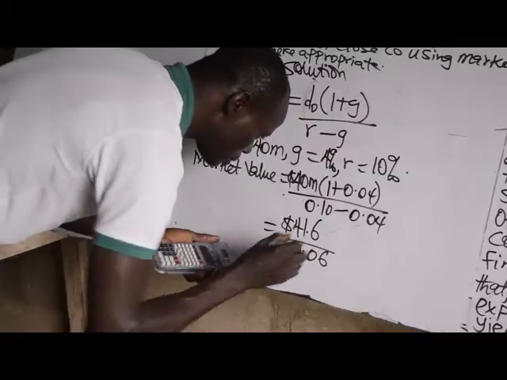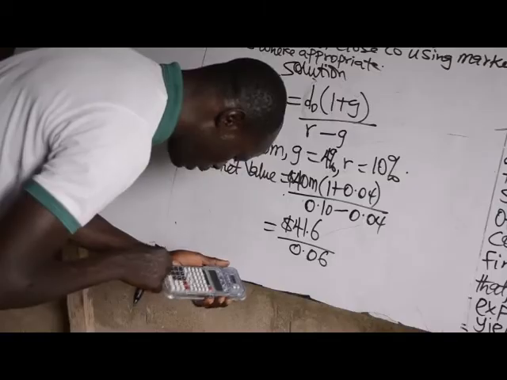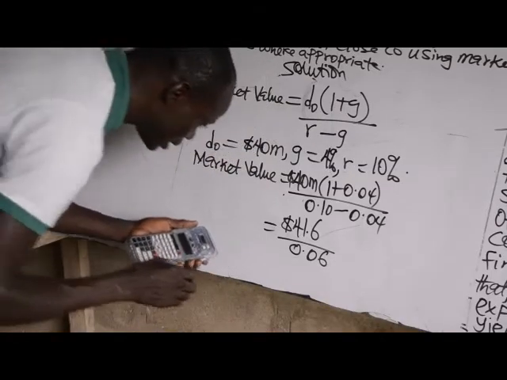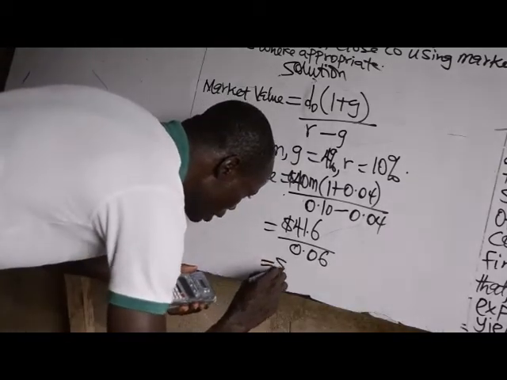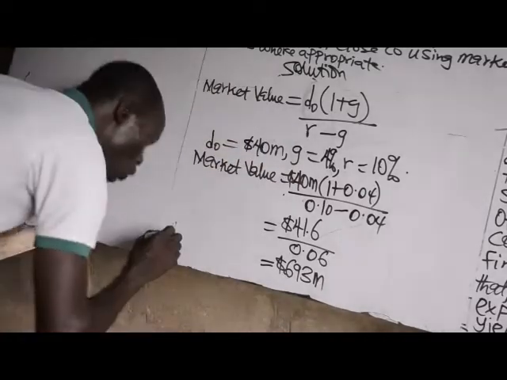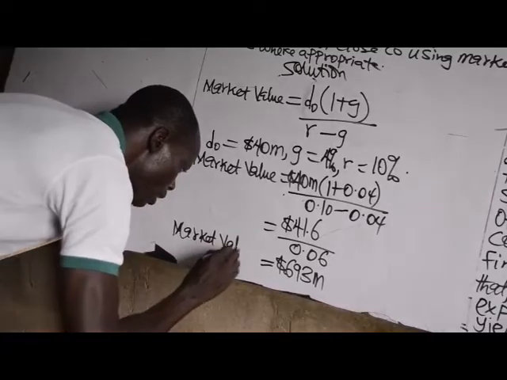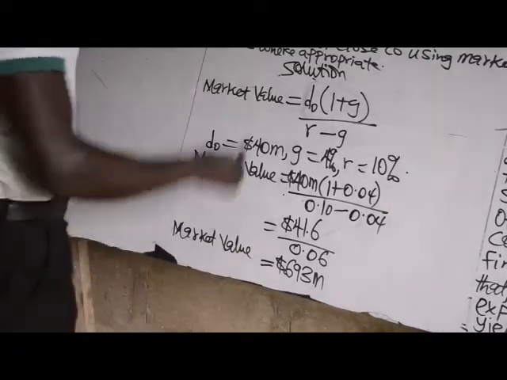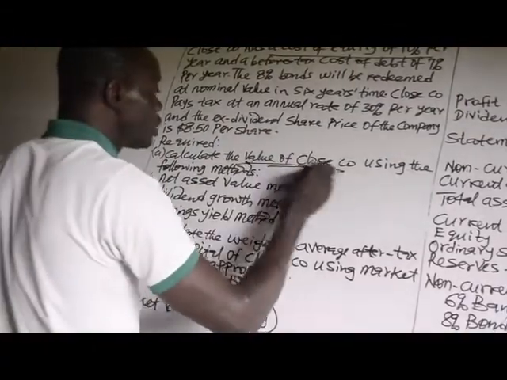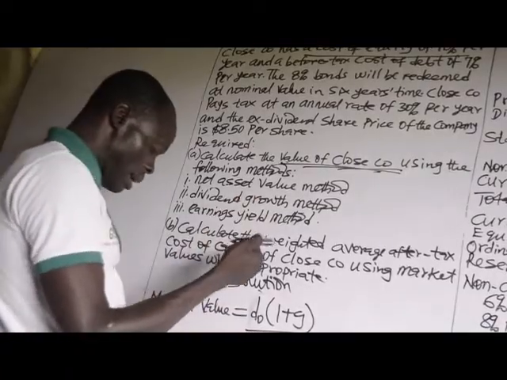41.6 million. 41.6 divided by 0.06 gives us approximately 693 million. That is the total market value of the company. Remember, you have to calculate the value of the firm. I've told you that to calculate the value of the firm means to estimate its market value.